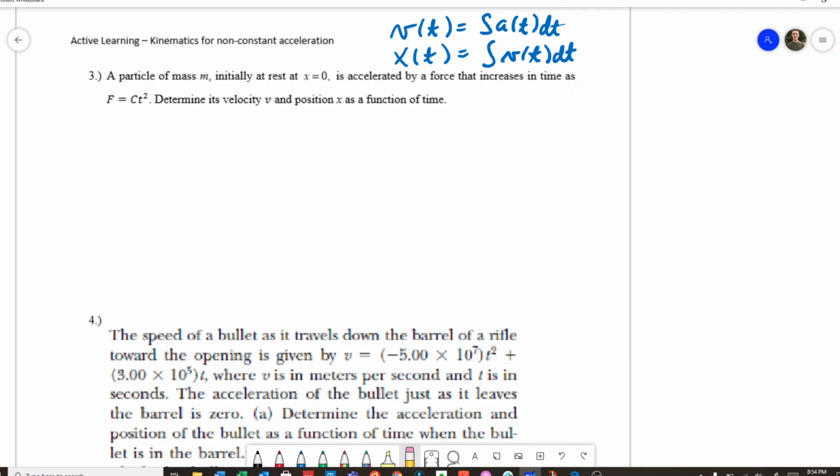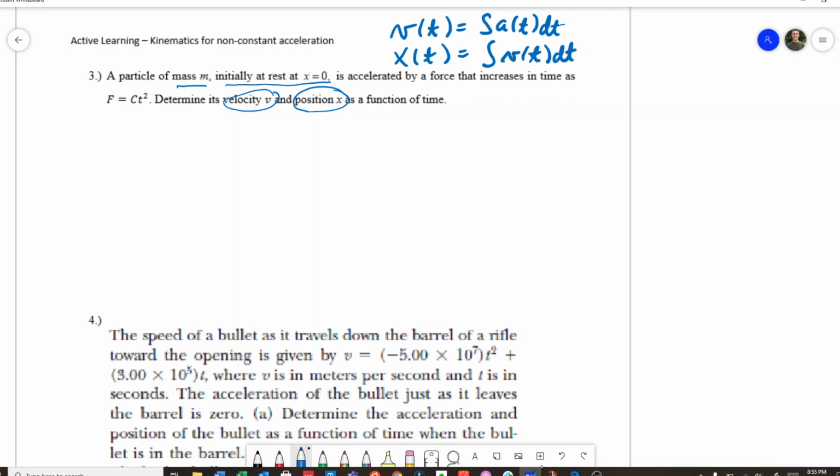Hey everyone, so now we're going to do a couple example problems where there are kinematics for non-constant acceleration. So let's start with problem 3 here. A particle of mass m, initially at rest at x equals 0, so these are called initial conditions, is accelerated by a force that increases in time as F equals some constant c times t squared. Determine its velocity, v, and its position, x, as a function of time.